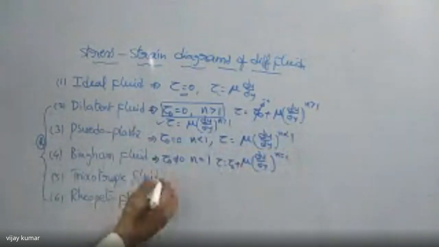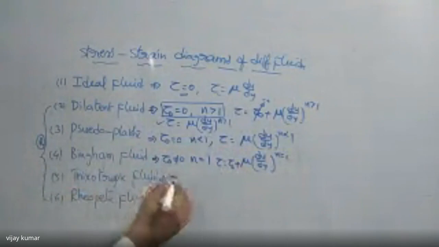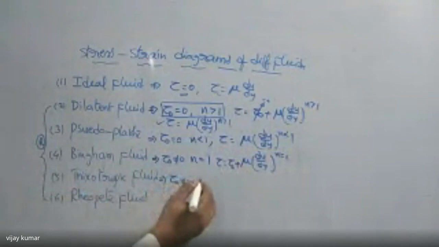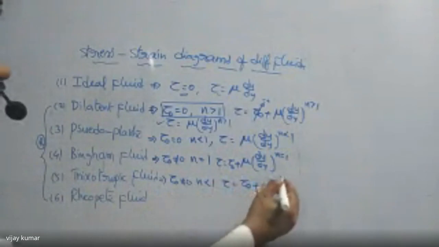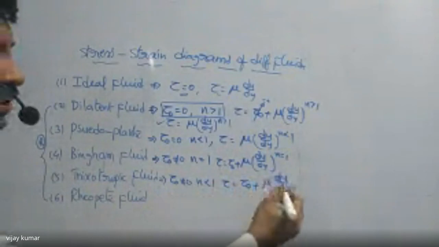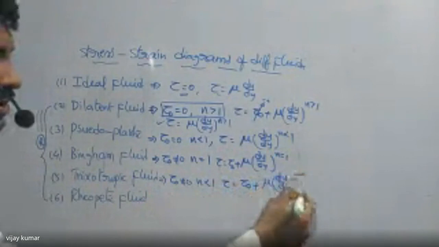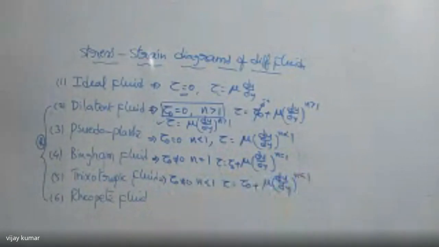And in this case, tau naught is also not equal to 0, but n is less than 1. I'm writing tau is equal to tau naught plus mu into (du by dy) whole power n, where n is less than 1. This is the mathematical equation for the thixotropic fluid.